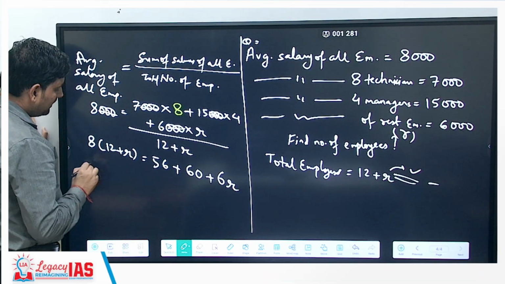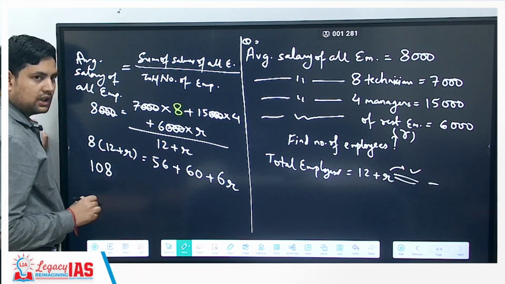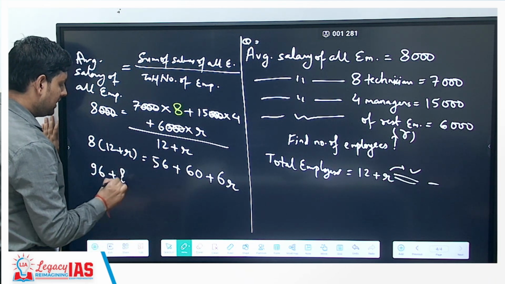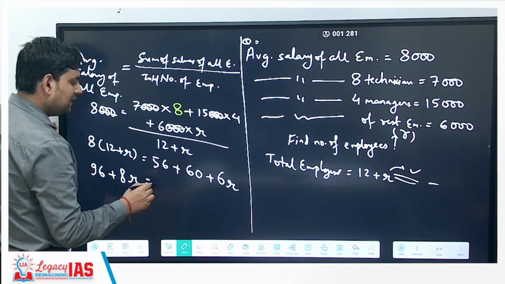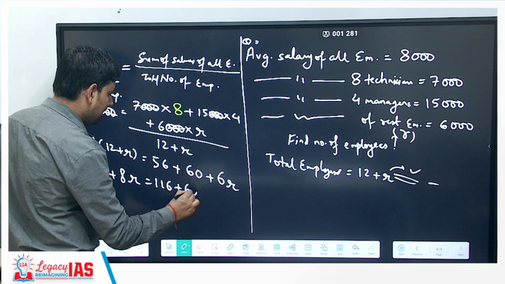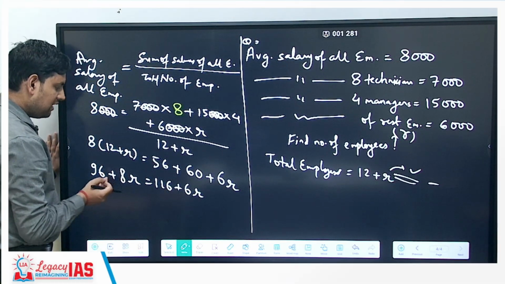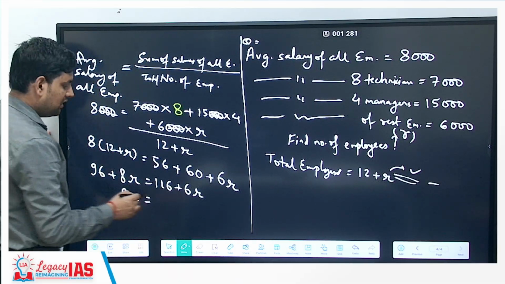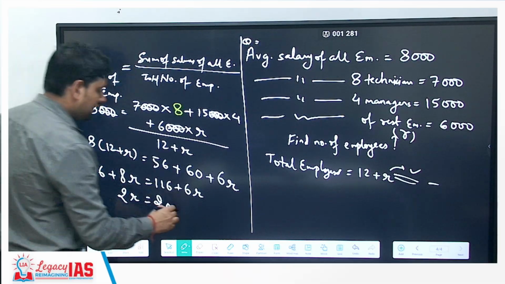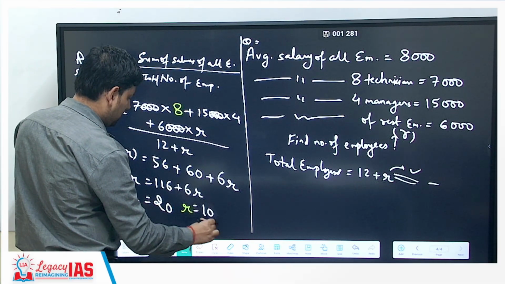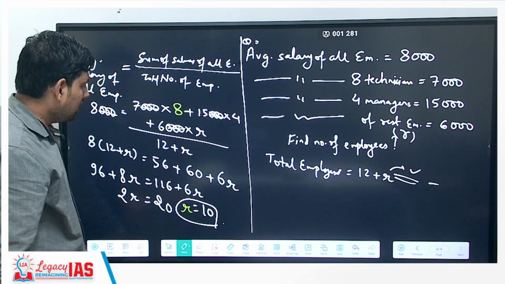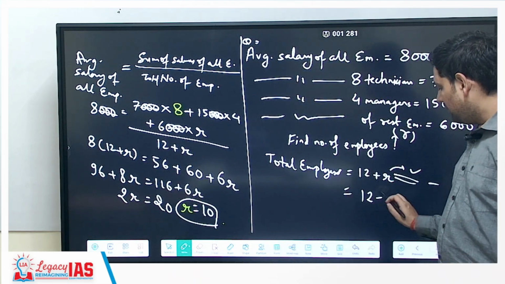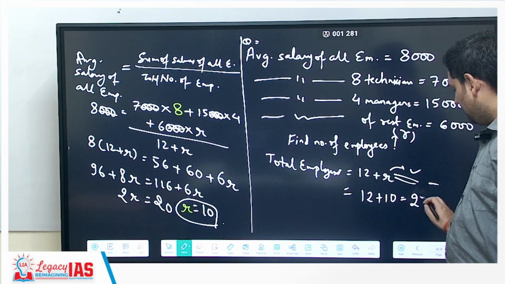Correct? This becomes 12 8s are, sorry, 12 8s are 96. So this becomes 96 plus 8R is equal to 56 plus 60, that is 116, plus 6R. Now I send 6R here and 96 there. So I get 2R is equal to 116 minus 96, which is 20. That means R is equal to 10. You got the value of R? That is equal to 10. Now total number of employees was 12 plus R, that means 12 plus 10. That comes out to be 22.